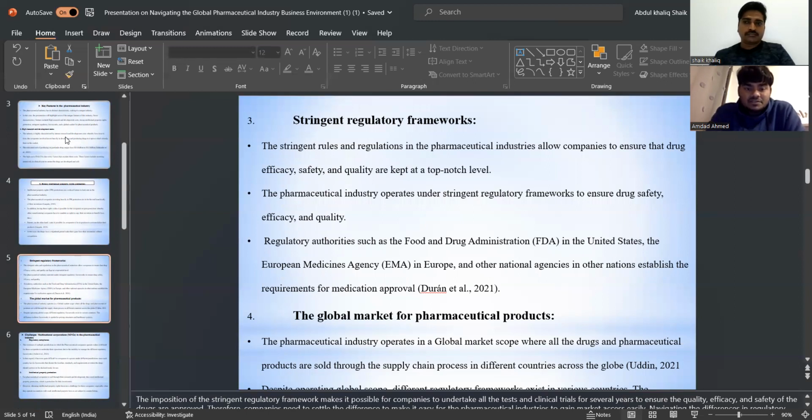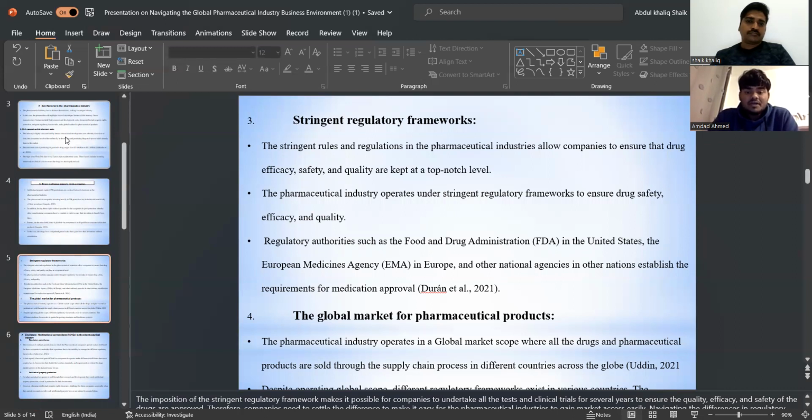Stringent regulatory frameworks. The stringent rules and regulations in the pharmaceutical industry allow companies to ensure that drug efficacy, safety, and quality are kept at a top-notch level. The pharmaceutical industry operates under stringent regulatory frameworks to ensure drug safety, efficacy, and quality. Regulatory authorities such as the Food and Drug Administration in the United States, the European Medicines Agency in Europe, and other national agencies in other nations established the requirements for medication approval.